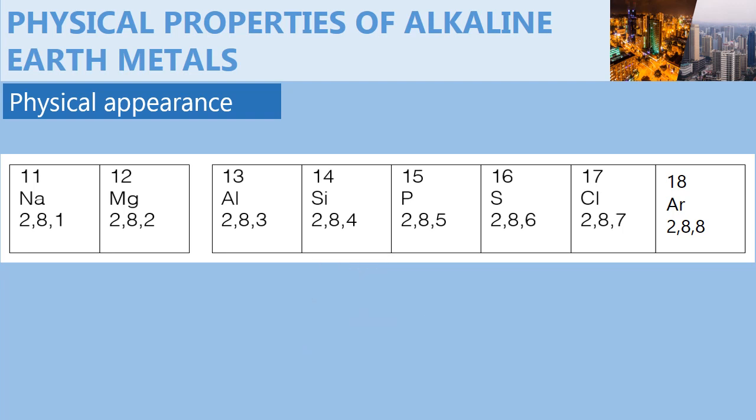Phosphorus has two colors. We have white phosphorus and red phosphorus. Sulfur is yellow. Chlorine, as we have discussed, is green-yellow. And argon is a colorless gas.